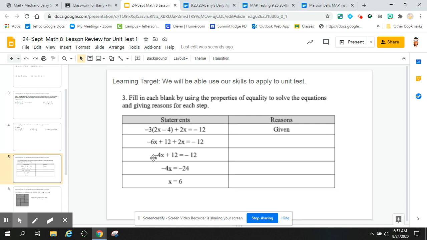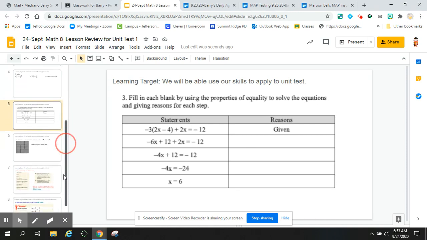And then you would do the same thing. How did they get from negative 4x plus 12 equals negative 12 to negative 4x equals negative 24? Well, now there's no more 12, so obviously they put the negative 12 here and added it to this side. So here, what they do is you call it the subtraction. We subtracted in that last step. And then lastly, how did they get from negative 4x equals negative 24 to x equals 6? Well, they used the division. They divided negative 4 to negative 24, and they got 6. So you'd put division. So that's you using what steps they took to solving the equation.